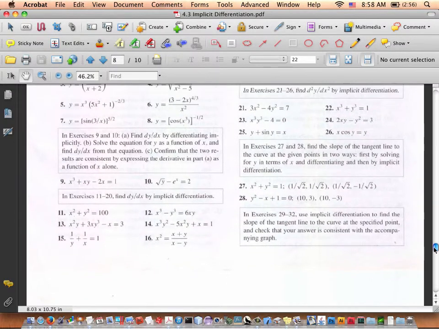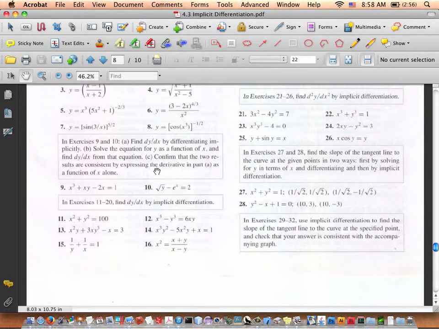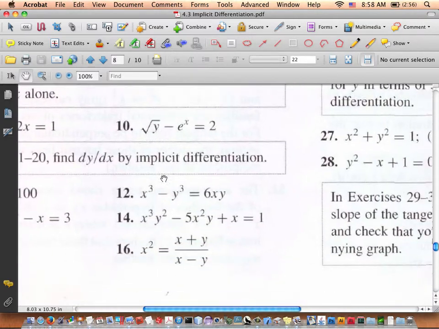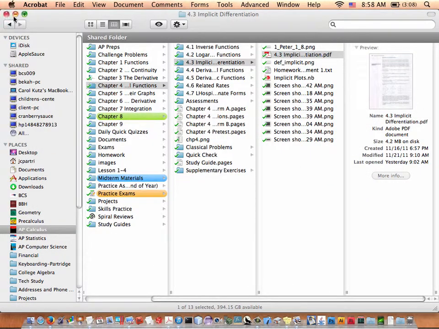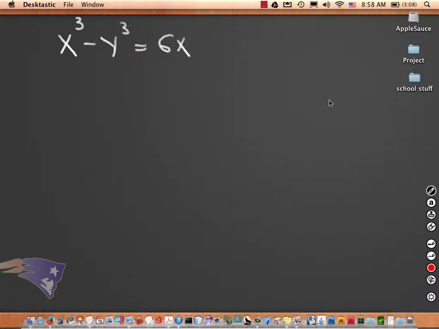You only know the implicit equation holds some model for some real-world situation that you are trying to use. Okay, so we need an example of a case that would be easier. I think that this would be a good example right here, number 12. So number 12 is x cubed minus y cubed equals 6xy. Well, I'm going to modify it just a little bit. I'll just write x cubed minus y cubed equals 6x. So this isn't exactly number 12.